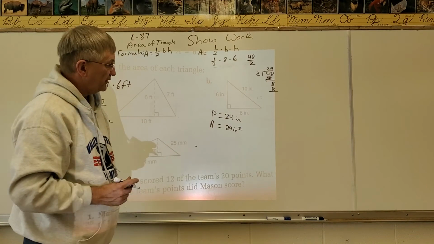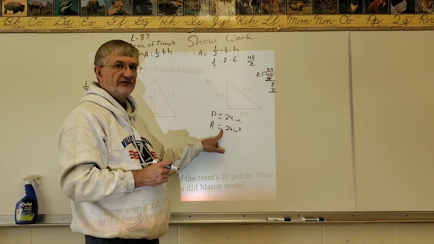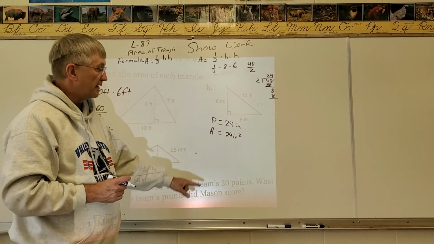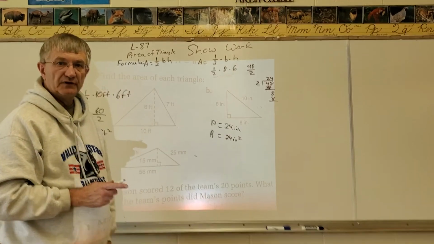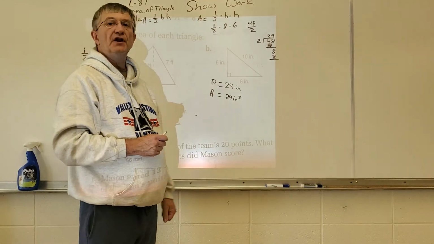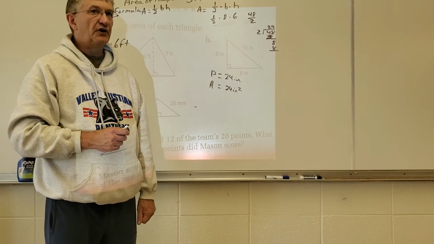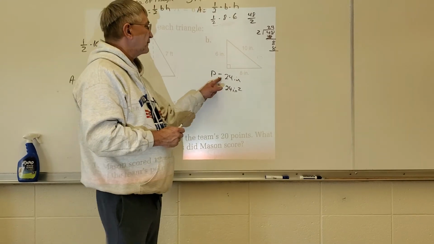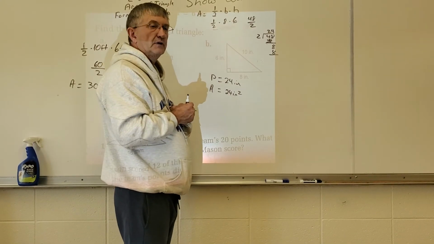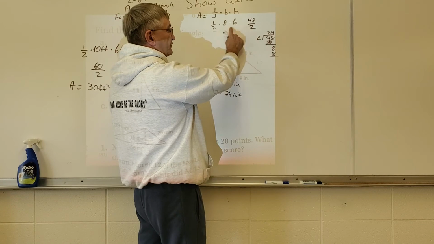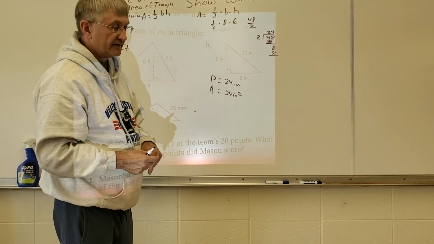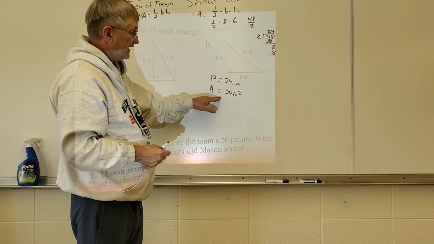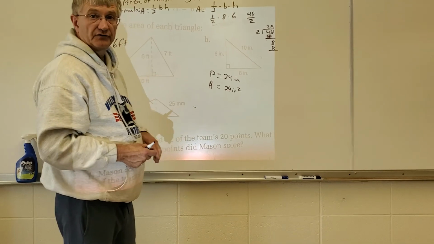Notice, perimeter and area in this case is the same value. But is that always going to happen? No. Don't start doing this: oh, the perimeter is 24, therefore the area is 24. No. Do the math. Show the work. Do the math. Okay? And again, they are going to ask you both of those.